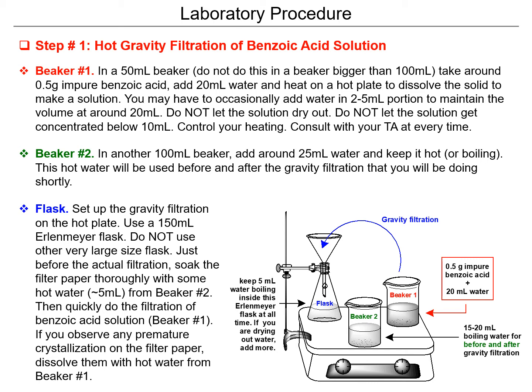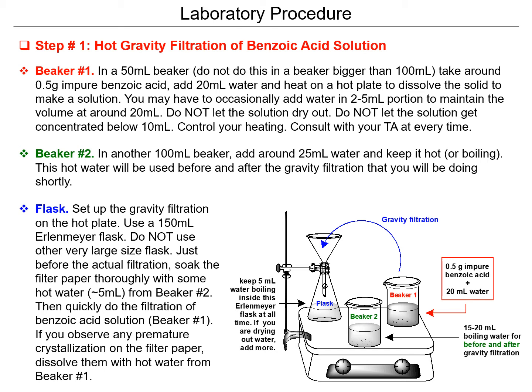So you can just recrystallize it, get the impurities out of it, and be 100% sure. So what you would do is you need 2 beakers. In your first beaker, you're going to take a 50 milliliter beaker, somewhere around there, no more than 100 milliliters.